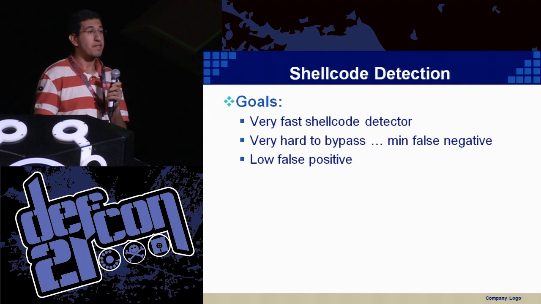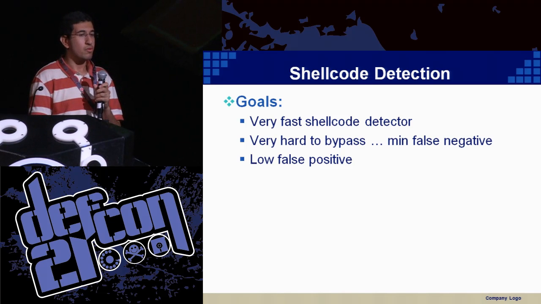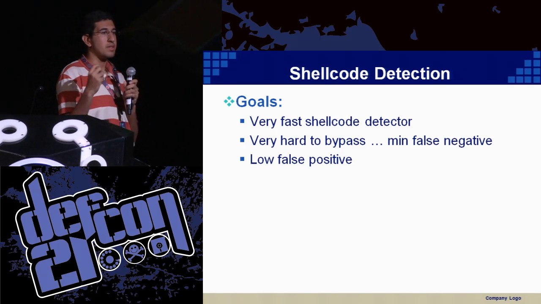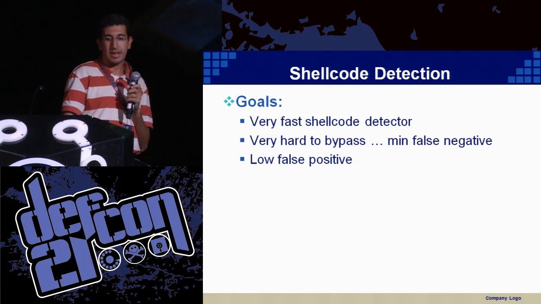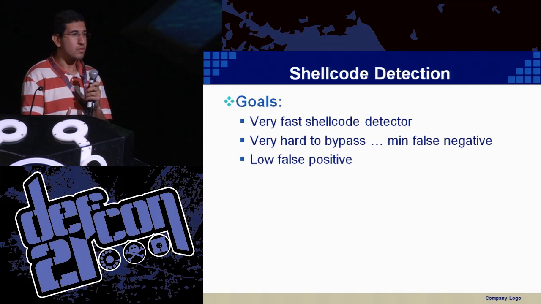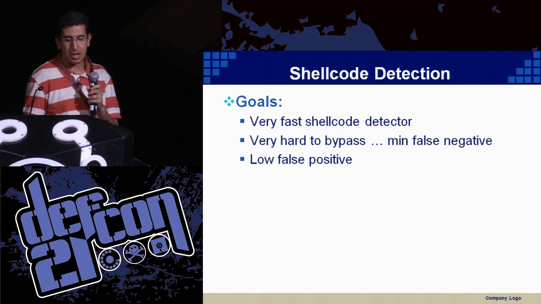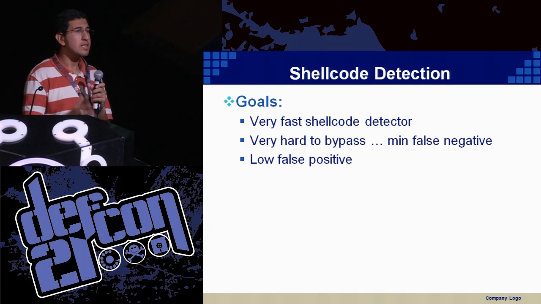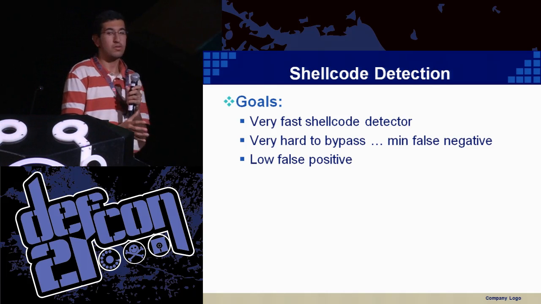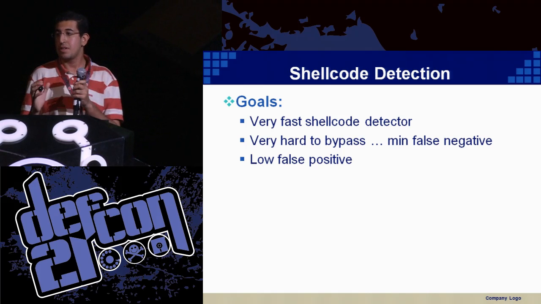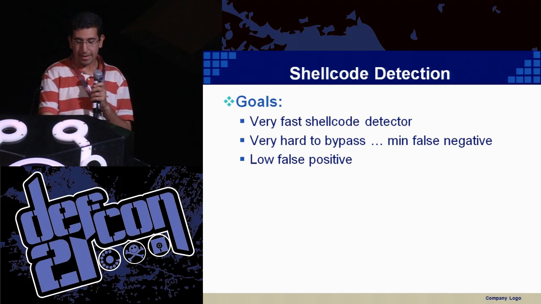So I created a shellcode detection tool. My goal with this tool is to be very fast, because this input will be sent in a short time and an action will happen after that, so I don't need any memory consumption. I need it to be very hard to bypass and very strong, and to have false positives as low as I can.